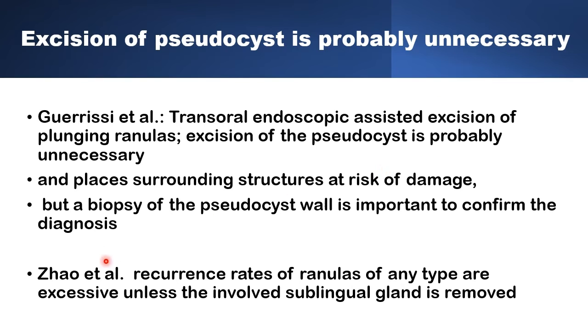It is the excision of the sublingual gland that actually makes the difference. The recurrence rates would drop in the cases of sublingual gland excision to around 1%. The ranula itself can be left to involute, and this would save any extra risks to surrounding structures, particularly if it is a plunging ranula into the neck.